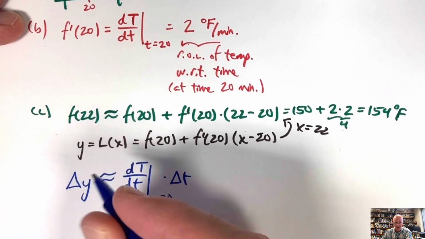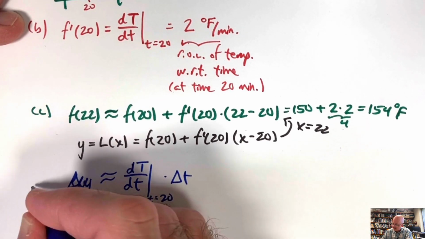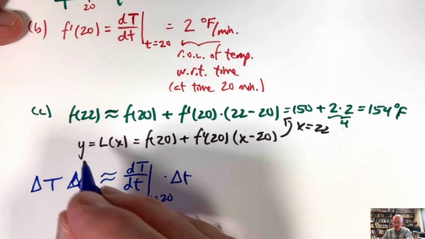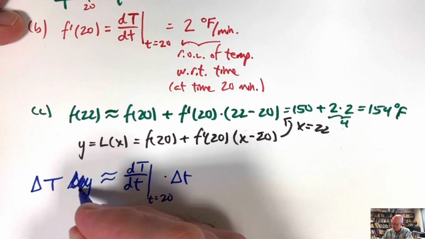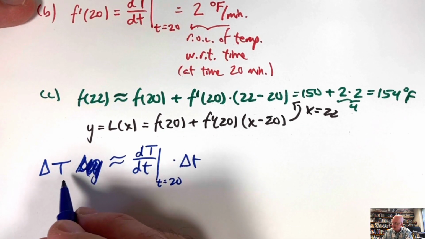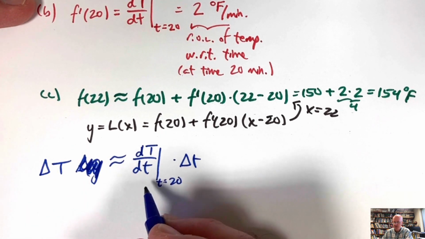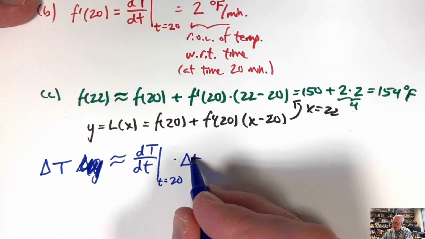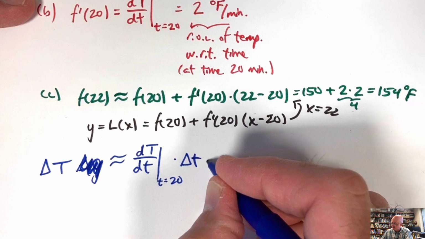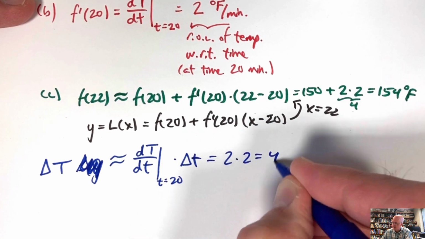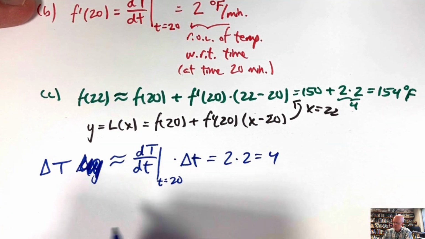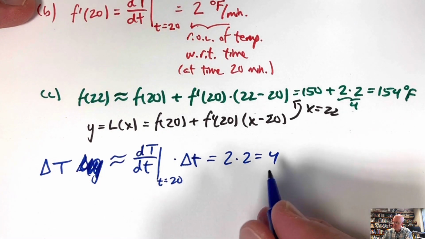I guess I shouldn't have called that delta y, should I? I should call this delta capital T there. I will leave that as a y, but don't worry about it. The change in temperature is approximated by the rate of change times the time elapsed. So this is therefore 2 times 2. This is 4. This is telling us we would approximate the change in the temperature to be 4 degrees Fahrenheit.